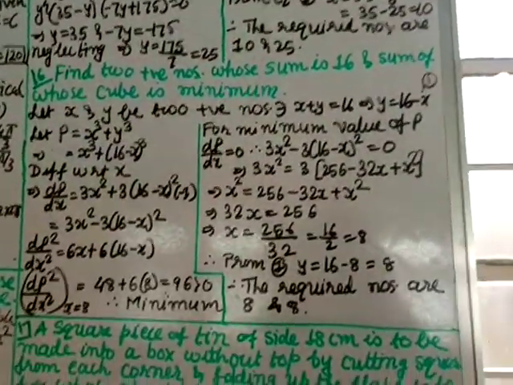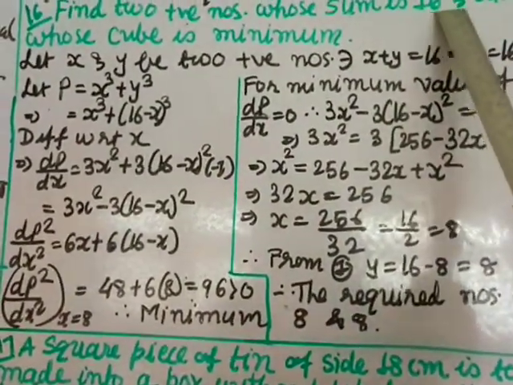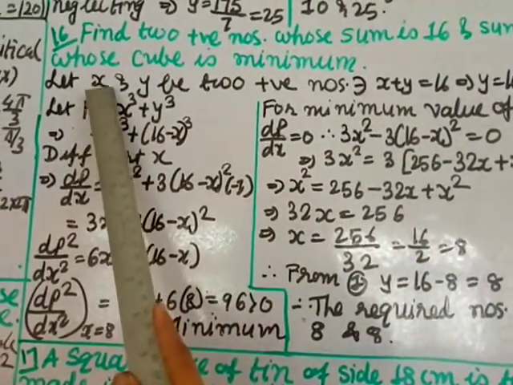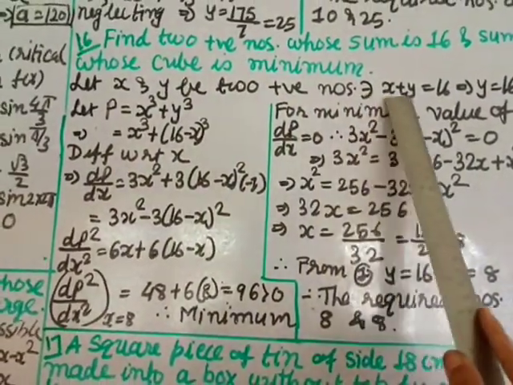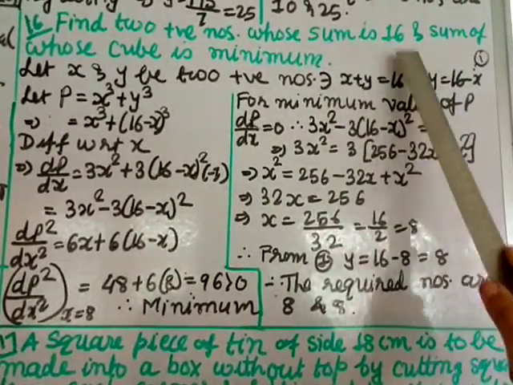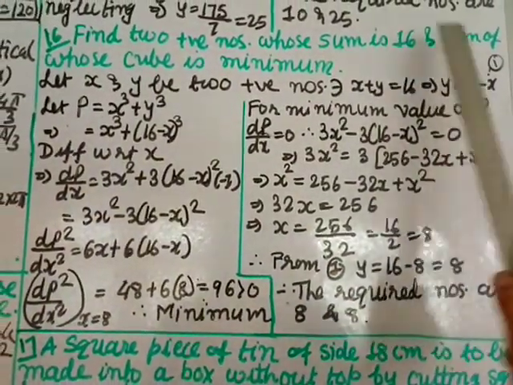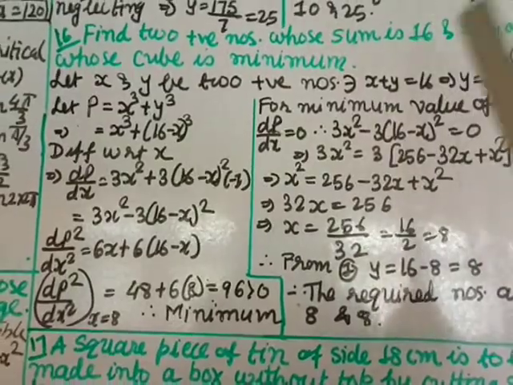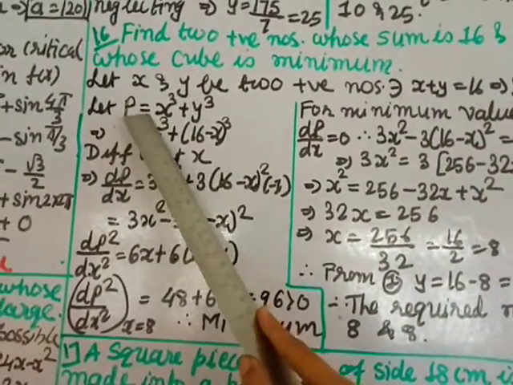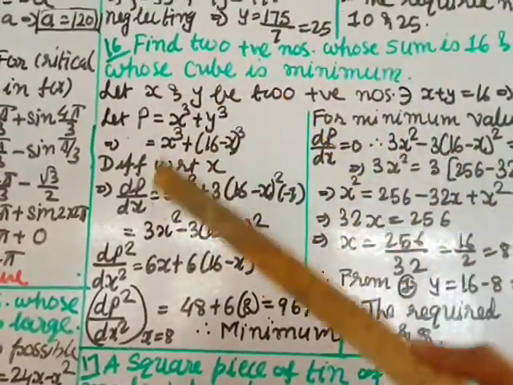Question number 16. Find two positive numbers whose sum is 16 and sum of whose cubes is minimum. So let us take x and y, two positive numbers such that x plus y is 16. Okay, sum is 16. So I'll write y is equal to 16 minus x. So that is equation 1. Let p be the sum of whose cubes, so x cube plus y cube. So I have to take p is equal to x cube plus y cube, and this has to be minimum, so I have to differentiate this.